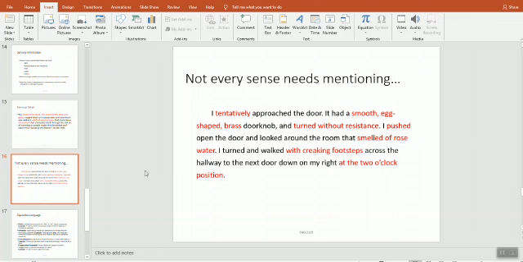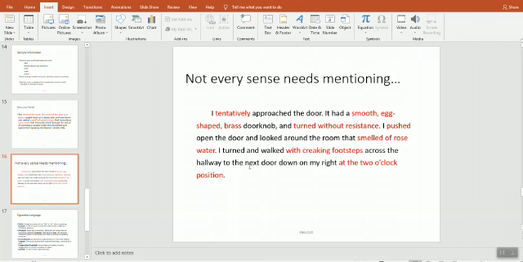In this particular paragraph, if you like, you can omit something as well. For example, here it is mentioned, "I tentatively approached the door. It had a smooth egg-shaped brass doorknob and turned without resistance." So here the author is talking about the doorknob, that it was so smooth, its shape was like an egg, and it was made of brass. "Now I pushed open the door and looked around the room that smelled of rose water. I turned and walked with creaking footsteps." You see, creaking footsteps, the footsteps are making sound. You are not walking just silently. When you are walking, these make creaking sounds, appealing to your sense of hearing.